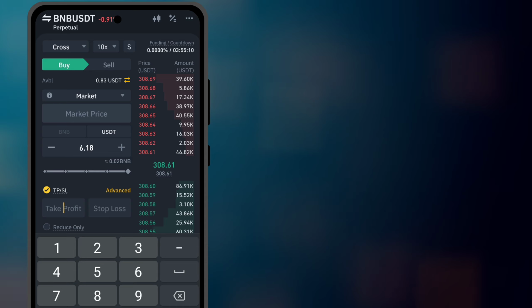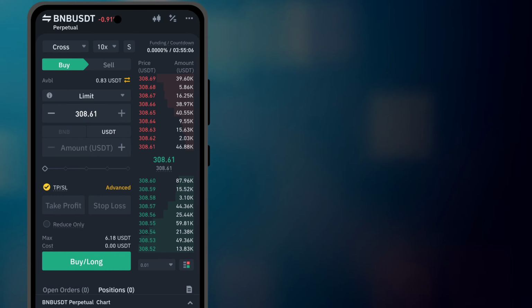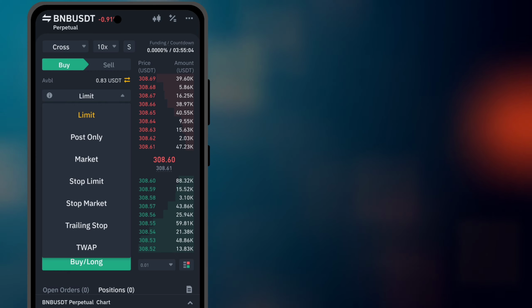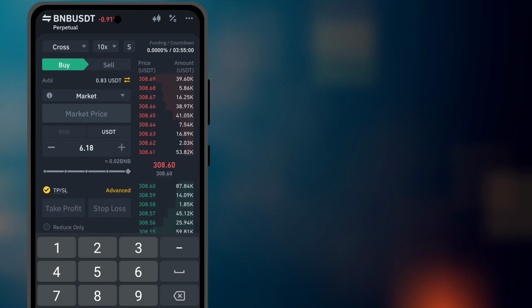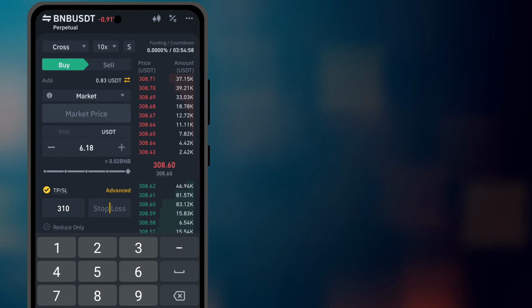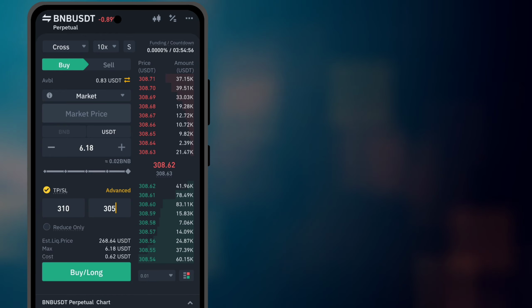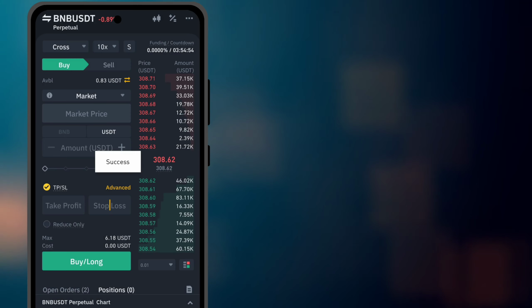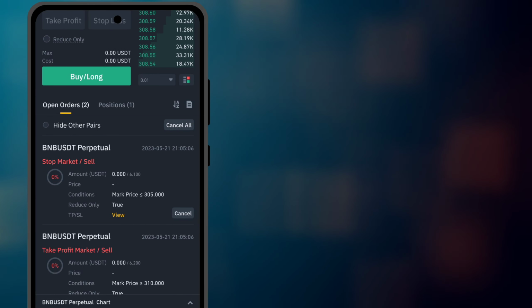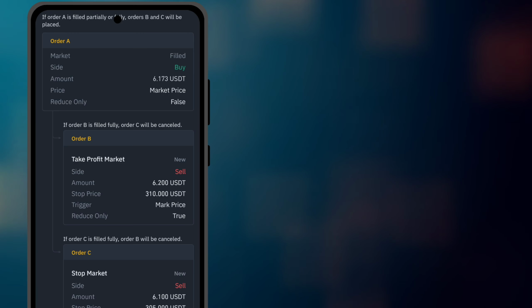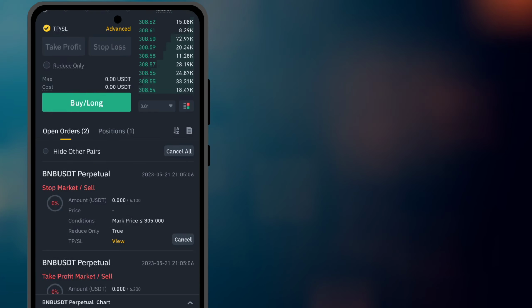Then this is it. I've already clicked everything. So I'm entering at current market price. So it's the same thing. If you want to enter a limit, the same thing, you understand? But I want to enter at current market price. So I'll just enter the amount. Then my take profit should be 310. Then my stop loss 305. Then I click on buy long. Then you'll be able to see that my order is already open as usual. Two orders, everything will be the same, you understand?